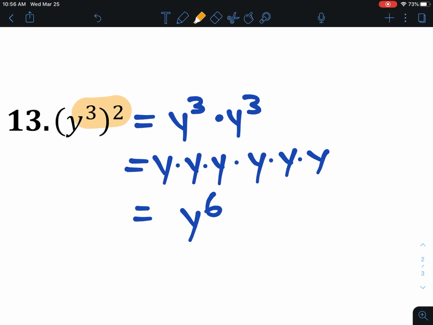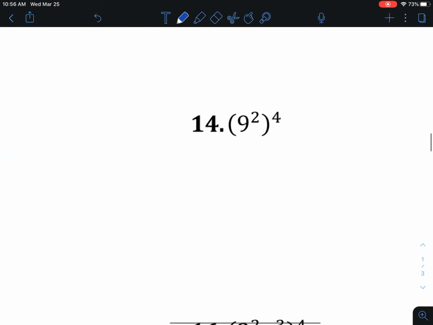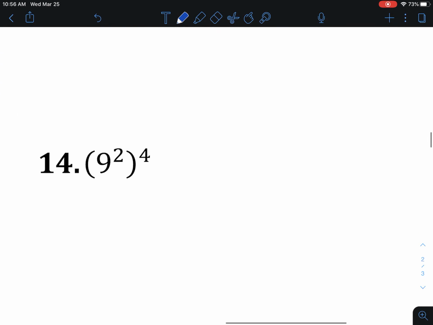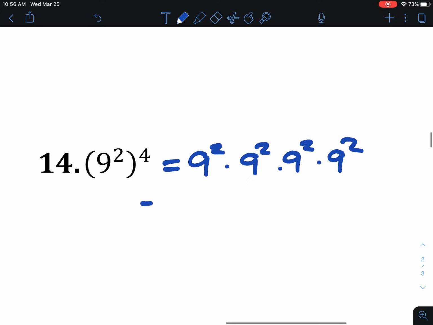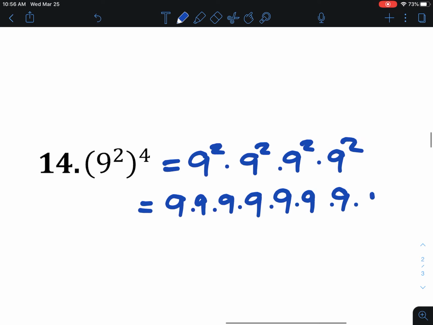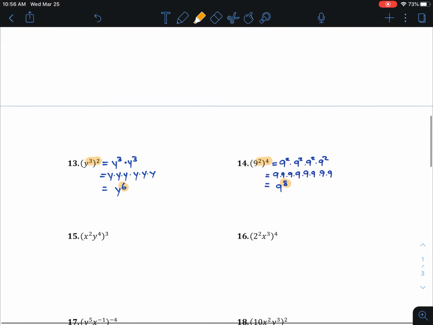So the shortcut for power to a power, how does 3 and 2 make 6? Well, that's multiplication. So the shortcut is power to a power, you keep the base, multiply the exponents. Again, I'll show both ways to see which way works better for you. So for 9 squared to the 4th, that would be 9 squared 4 times. I want you to think about this as how many 9s do we have? I'll write them all out so you can just count them. Hopefully you got them by now. There are actually 8 nines. How do we get that 8? Shortcut, 2 times 4 is 8. Keep the base the same and multiply the exponents when it's power to a power.